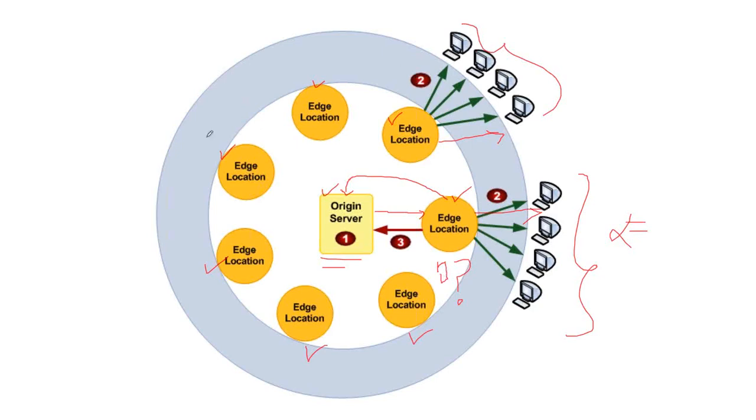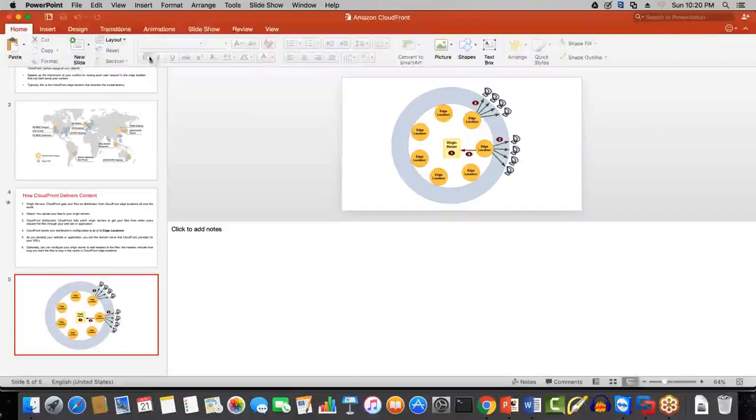This is a sure shot question that comes up on the certification. Once we discuss the questions, I will show you that question. Okay. So, in a situation where the edge location does not have a copy of the content, it contacts the origin server, gets the content, streams it directly to the end users, and keeps a copy of the content for future purposes. Okay.